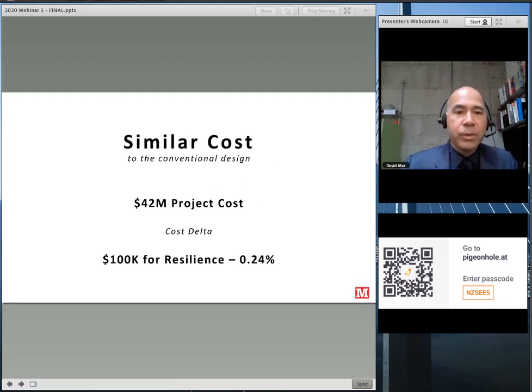Other metrics of performance are the cost. This was the big driver again. Our target was zero extra. We barely missed. We were about $100,000 over in US dollars. Considering the project cost, that's 0.24%. So the team is quite pleased with how close we came. And it's a good example of trying to hit a target and doing everything you can to get there.